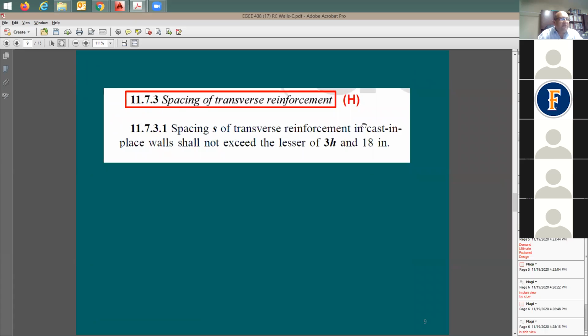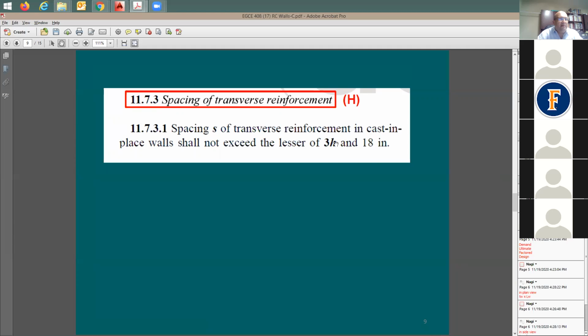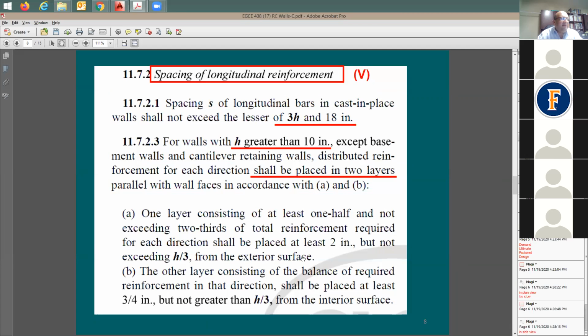The spacing of transverse reinforcement. You see the spacing, look at this. The spacing is going to be what? Shall not exceed what? 3H and 18 inch. What's the difference between this and this? You see the difference is this is going to be only, right? For horizontal rebars, it's going to be the only 2 conditions, 3H and 18 inch. Here, you're going to have a little bit more discussion, right? But it is mainly the same. It's going to be 3H or 18 inch.